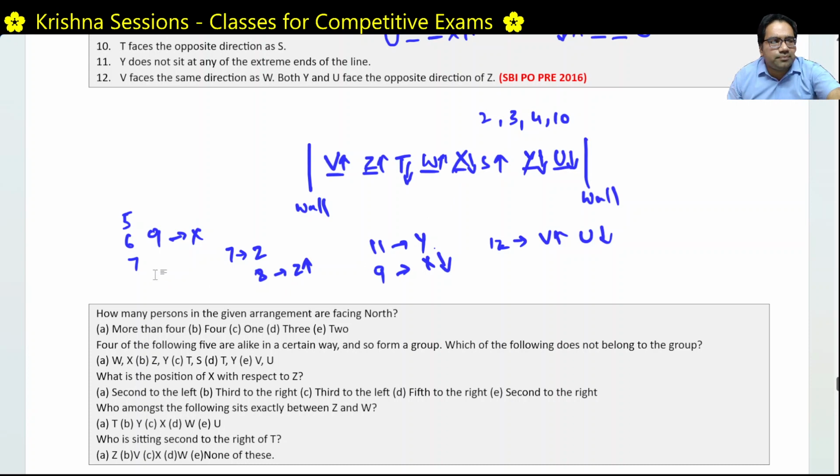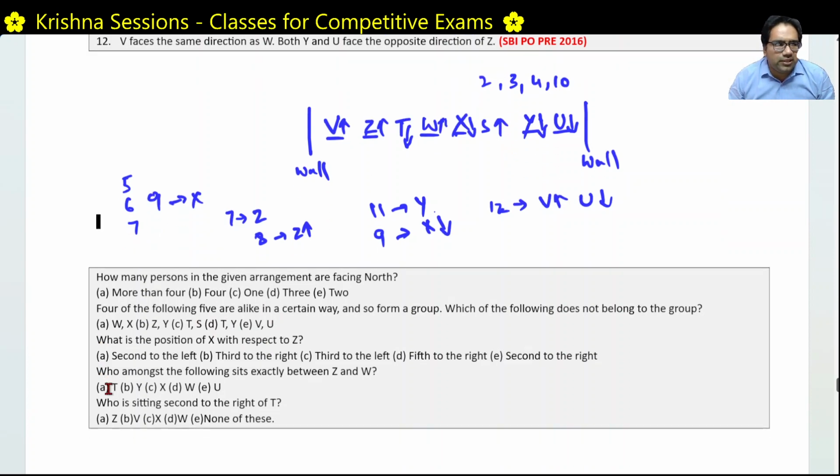Let's relook at this. T and Y, they are facing in the same direction, right? T and S are opposite. T and Y are facing in the same direction. So this is the odd one out. V and U, they are facing the opposite direction.